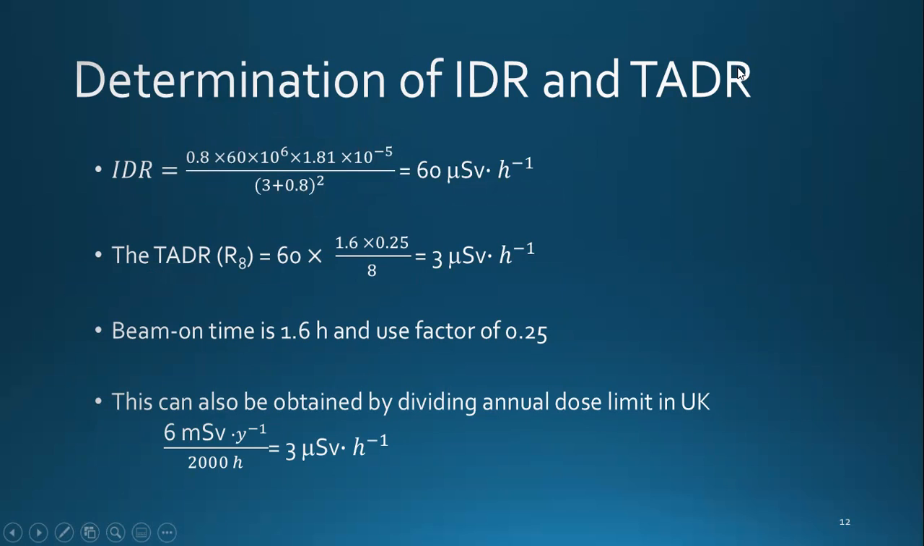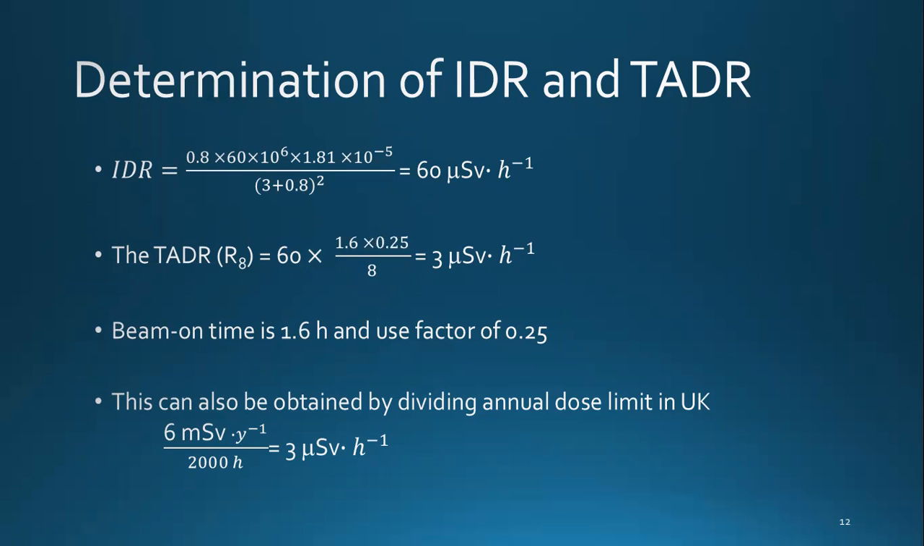To determine the time average dose rate, which is R8, you need to multiply the instantaneous dose rate by the beam on time per day into the use factor and divide by the total hours of work per day. If you substitute 60 here for IDR, which we determined here, and we know that the beam on time per day is 1.6, we calculated it earlier, and the use factor is 0.25 and the total hours per day is 8, you get a value of 3 microsievert per hour.